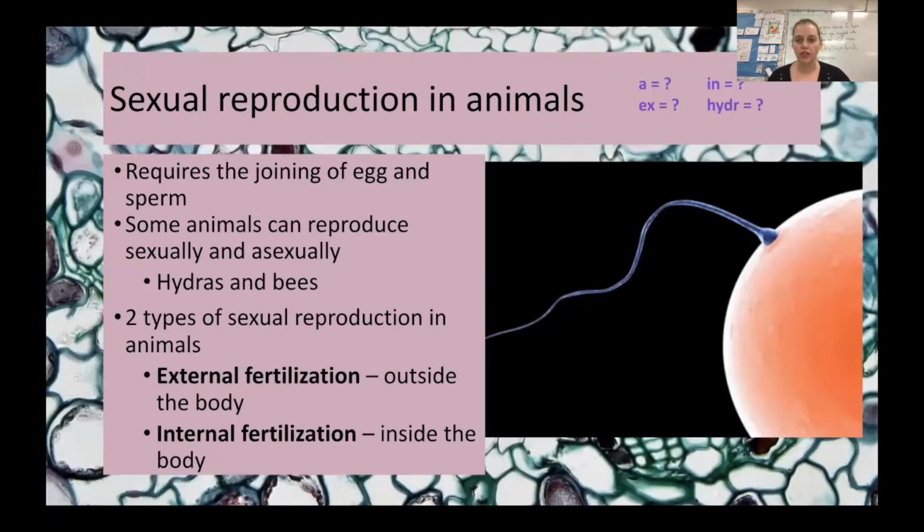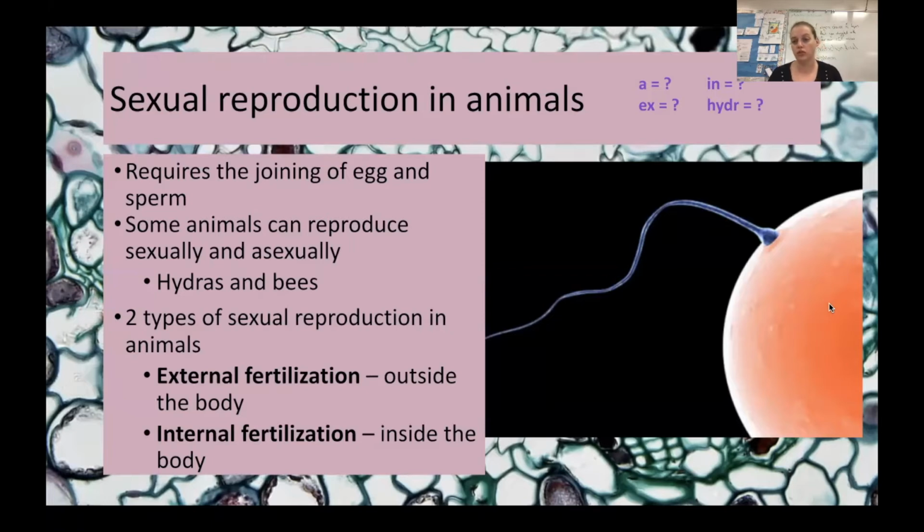So we're going to move on to sexual reproduction in animals. Of course, we have our sperm with its flagella for swimming. We have our egg, which is much bigger, and this is fertilization. So sexual reproduction does require the joining of the sperm and the egg. And remember, sperm and egg are created during meiosis, where the chromosome number is cut in half. So this human sperm would deliver 23 chromosomes, and this human egg would deliver 23 chromosomes.